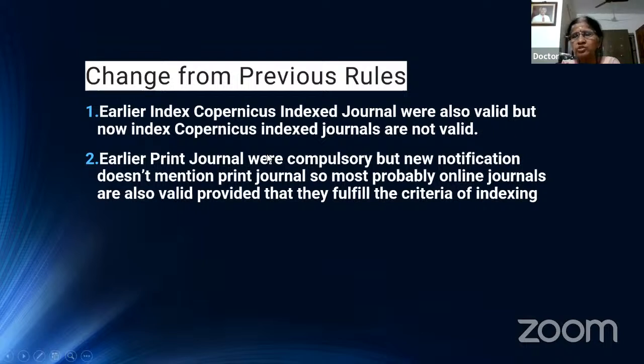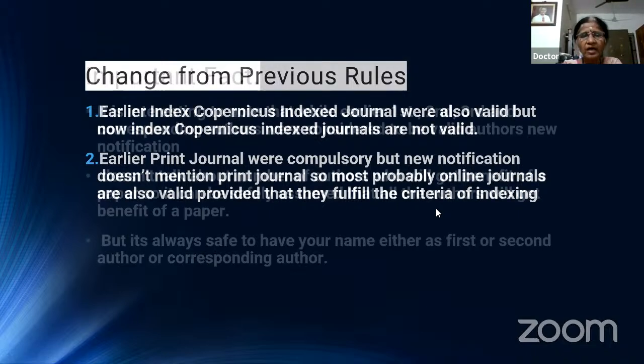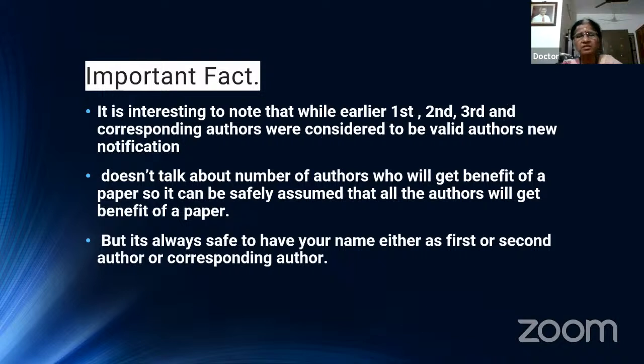So from the previous rules, what is the current recommendation? Earlier, Copernicus index journals were also valid, but now they've removed that; Copernicus index journals are not valid. And earlier, only print journals were compulsory, but now even online, DOAJ is online. So even if you publish in DOAJ, that is also accepted. And the number of publications is, you should have 4 publications.